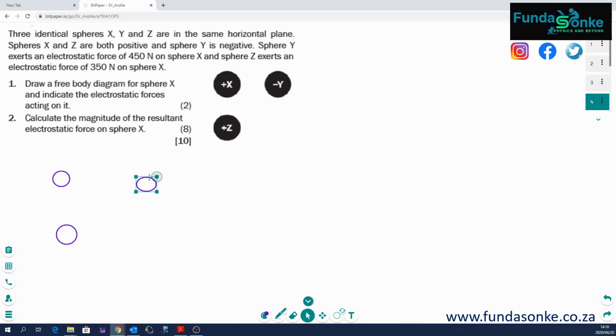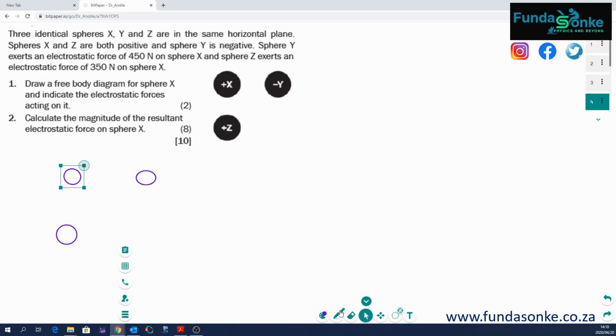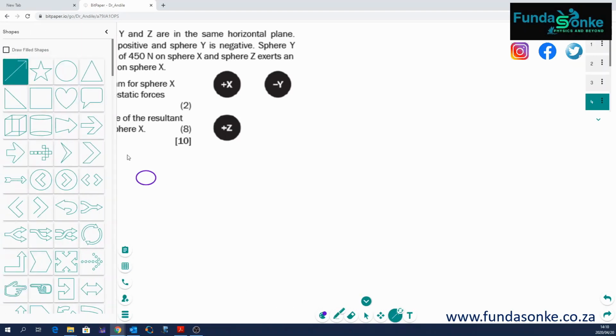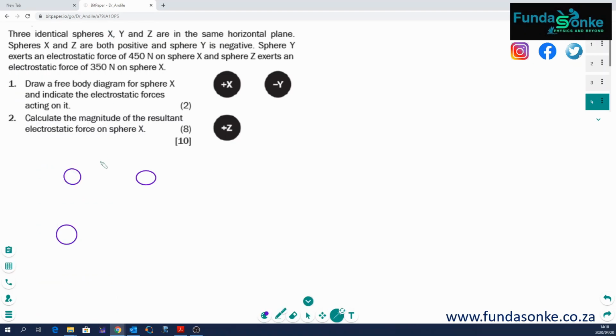Okay, I just need to align this with that there, and I need to align this with that there. Then now we need to consider the forces that are acting on the objects, or on the spheres rather.